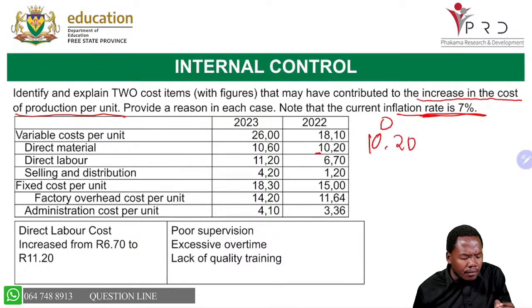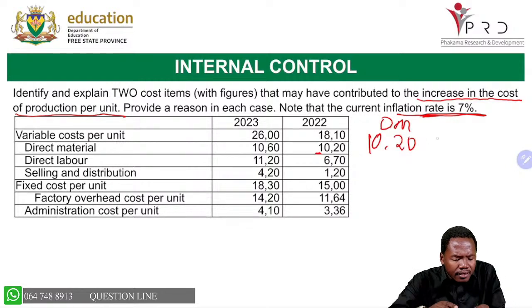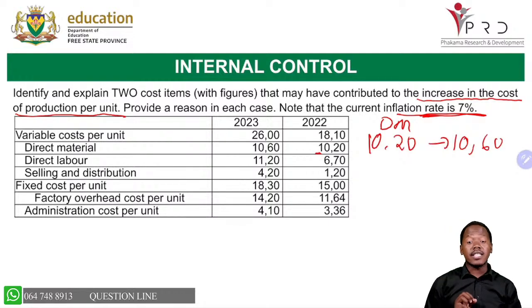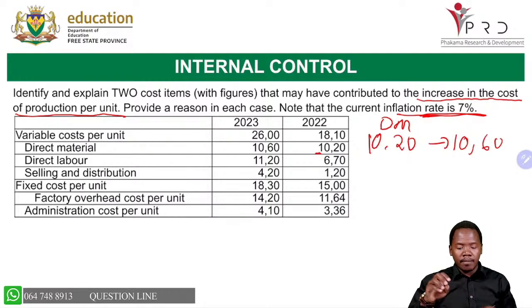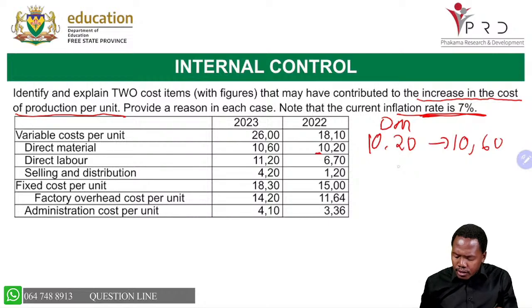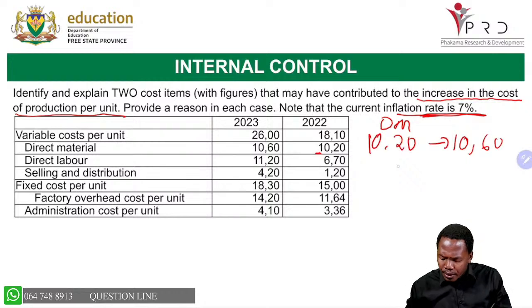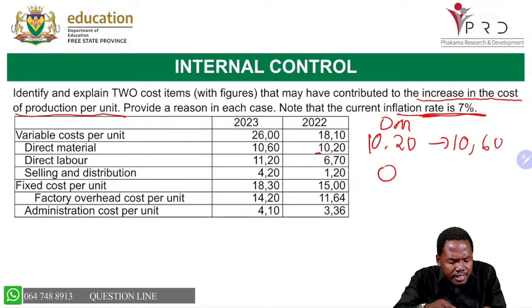Just giving an example of this direct material. It increased to what? To 10 rand 60. Let us check whether this is a worrying factor or not. We say now 10 rand 60 minus 10 rand 20. We get that the increase is 0.40.